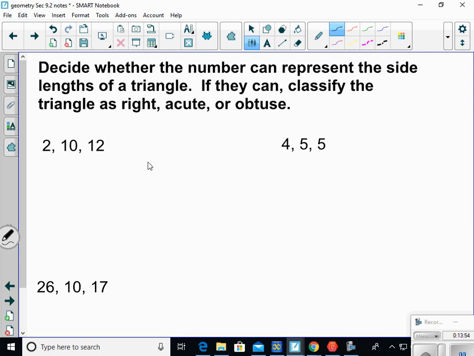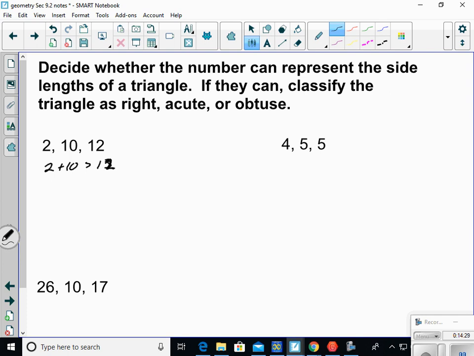So here we want to decide whether the numbers can represent the side lengths of a triangle. If they can, classify the triangle as a right, acute, or obtuse triangle. So first off, if we remember back at the first semester, in order for 3 side lengths to represent a triangle, any 2 sides have to add up to be greater than the third side. And so this first triangle, if I check 2 plus 10, those 2 sides added together have to be greater than the third side, which is 12.